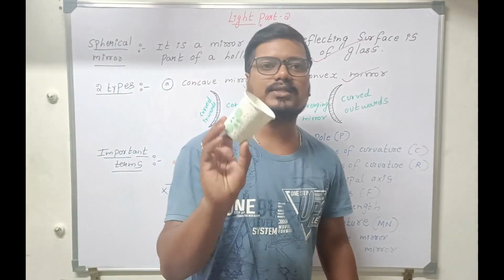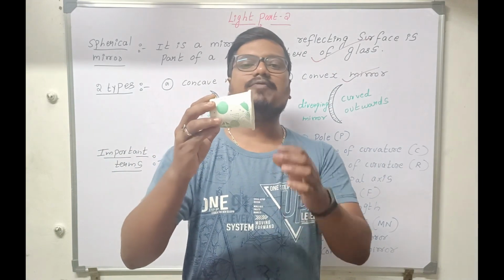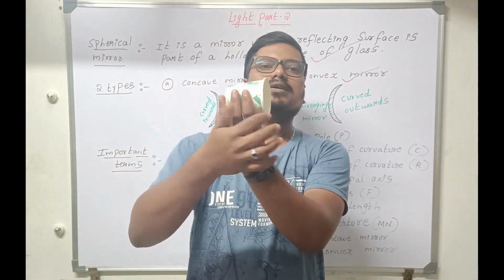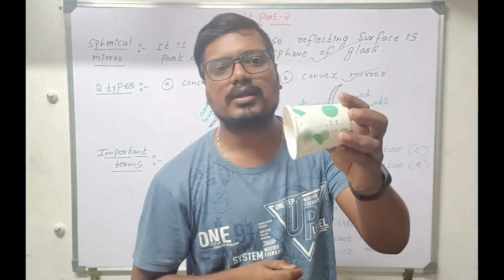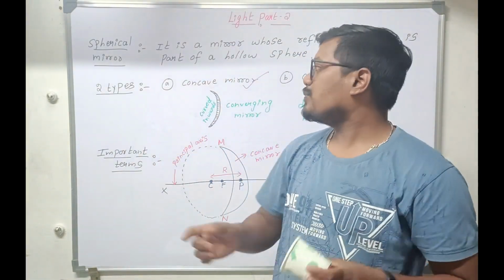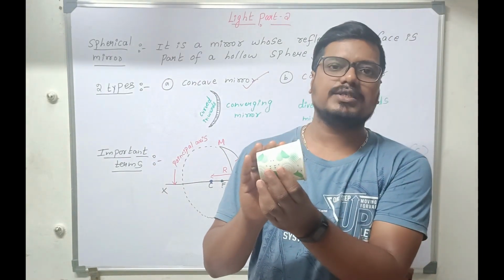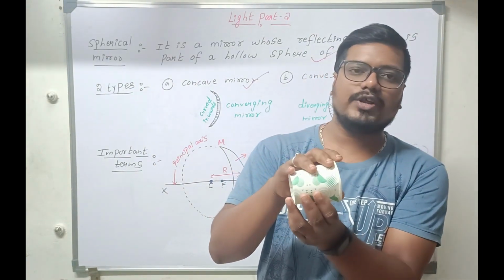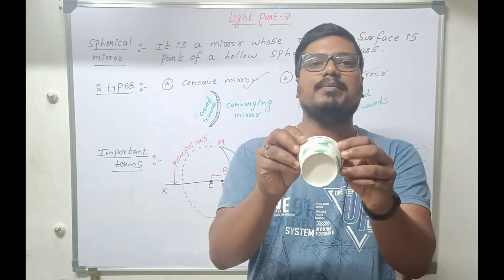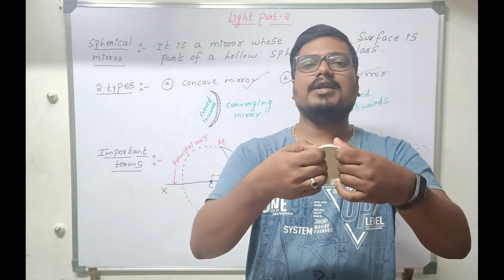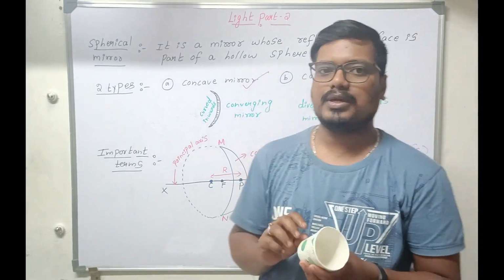Now let us take one example. I have taken a cup. You can see this cup, right? The inner part here is curved inwards. Can you see the example? Curved inwards means what type of mirror is that? Concave mirror. I am showing you the meaning of curved inwards and curved outwards. If I cut this same cup and fold it outwards, that is considered a convex mirror. You got it?